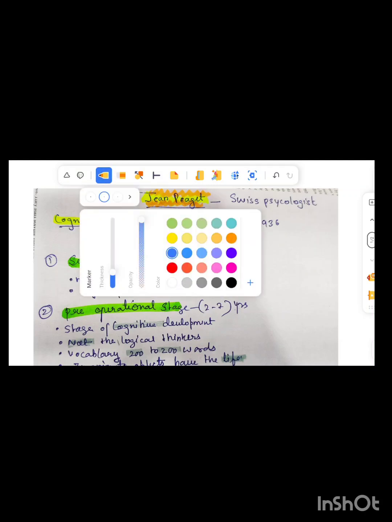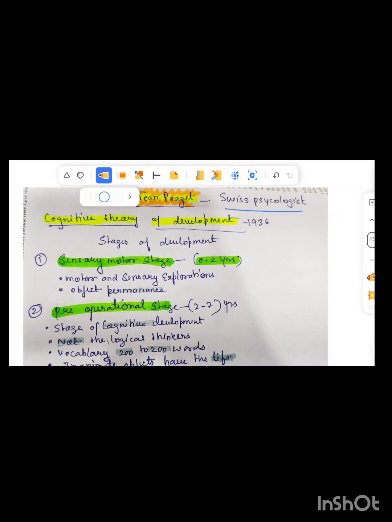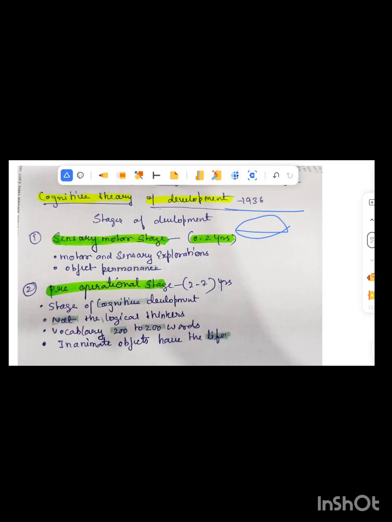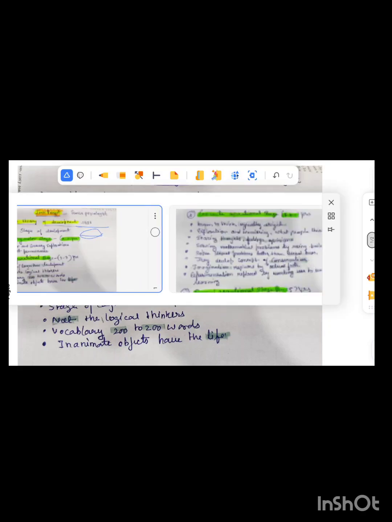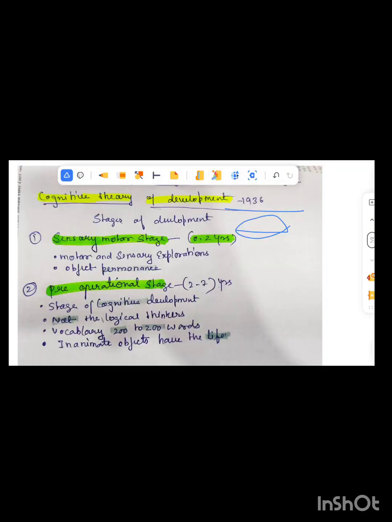So Jean Piaget was a Swiss psychologist, and he developed the theory called the cognitive theory of development in the year 1936. The stages of development he gave are four stages: first is the sensory motor stage, then the pre-operational stage, and the other two are the concrete operational stage and the formal operational stage. So let's learn one by one.